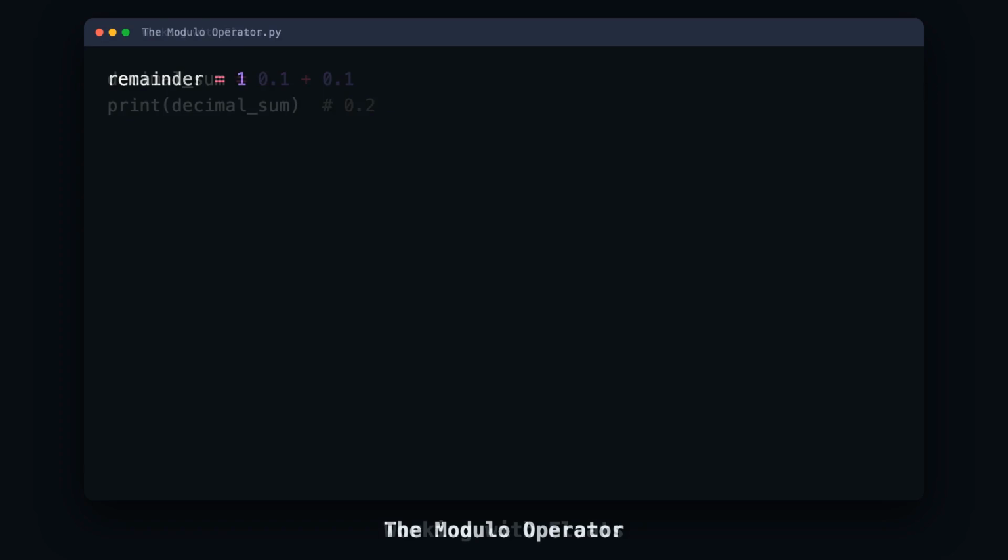The modulo operator is represented by the % sign and is incredibly useful in programming. Instead of giving you the result of a division, modulo gives you only the remainder. We divide 10 by 3 using the modulo operator, which returns a remainder of 1. People often mistake the % for a percentage calculator, which leads to completely wrong outputs. Remember that modulo is strictly about finding what is left over after dividing.